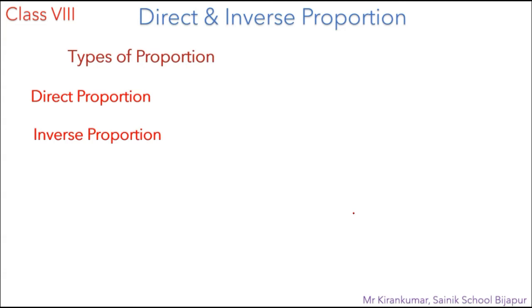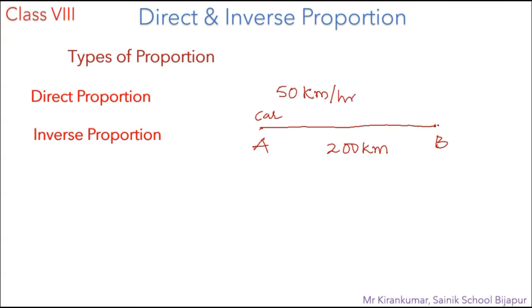We come across many situations in our daily life where we see that variation in one quantity brings a variation in the other quantity. Suppose if I consider a car, if a car is traveling at certain speed, covering a distance between A and B, which is at some distance, say 200 kilometers away from each other. If a car is making a speed of say 50 kilometers per hour, it will be taking certain time to reach this distance, and the time taken is 4 hours. If the car is moving at a speed of 50 kilometers per hour, it would take 4 hours to reach destination B.